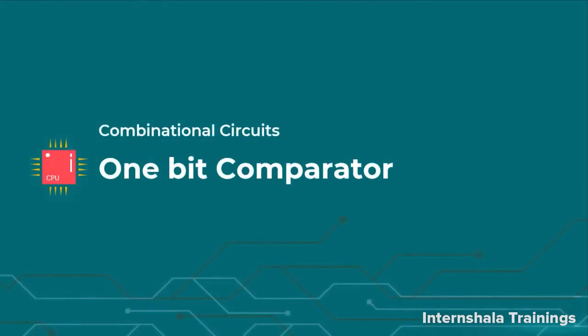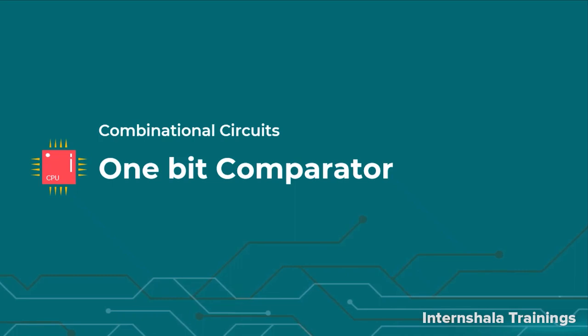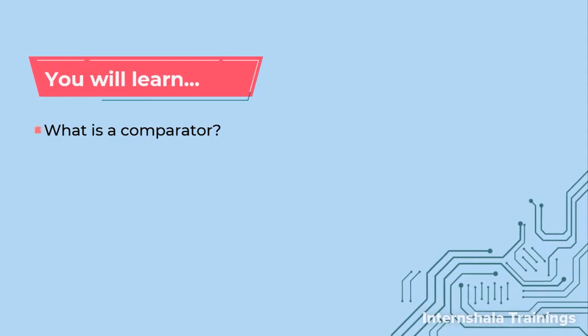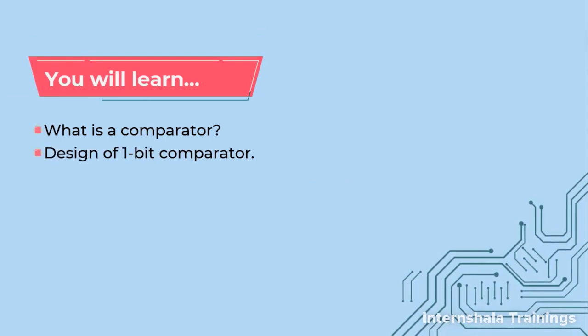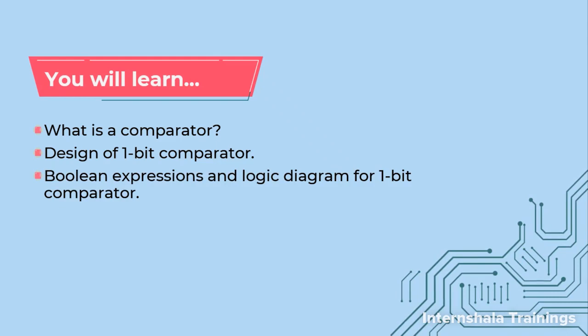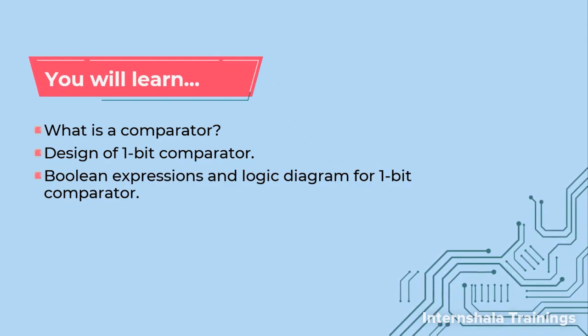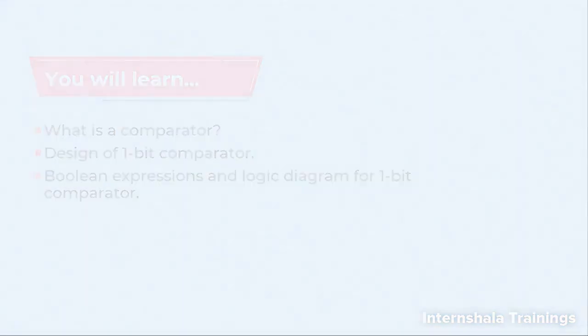So now we are going to talk about one more type of combinational circuit, and that is comparator. We are going to talk about 1-bit comparator in this video. So we are going to learn about what is a comparator, how to design a 1-bit comparator, and we obtain the Boolean expressions and logic diagram for 1-bit comparator.